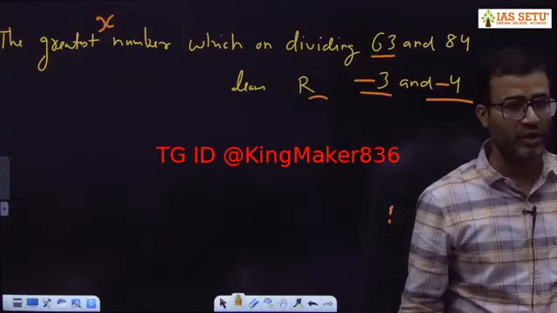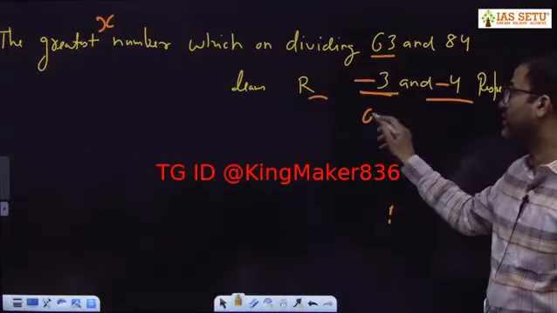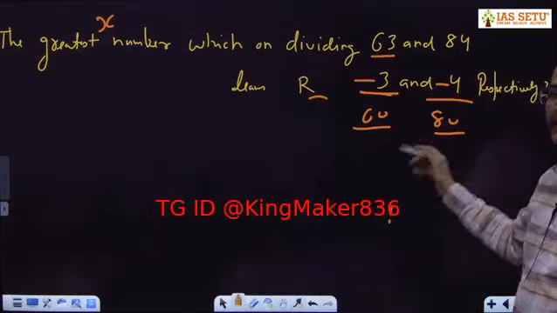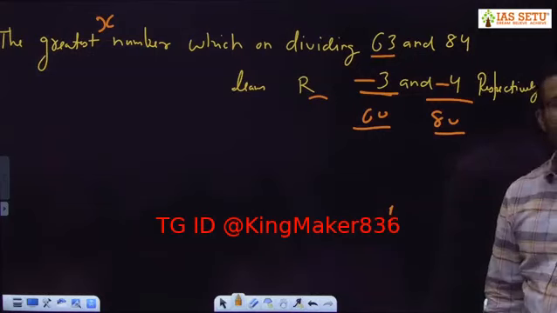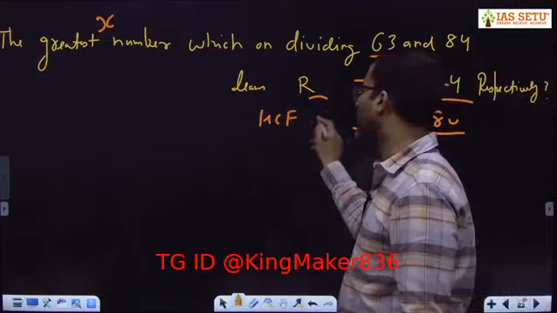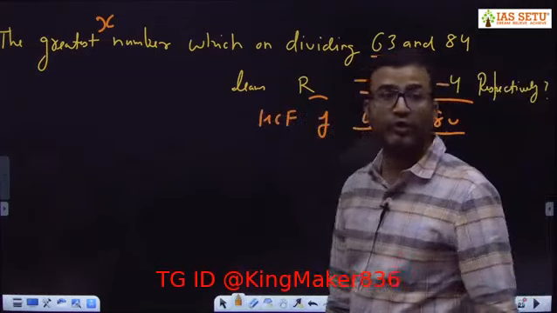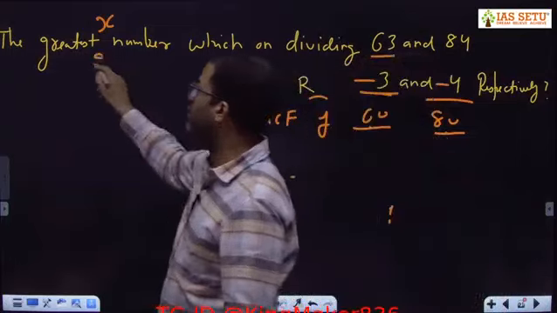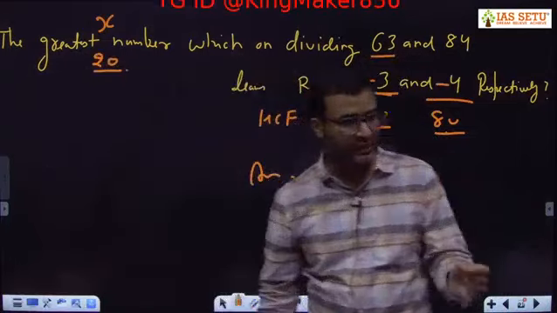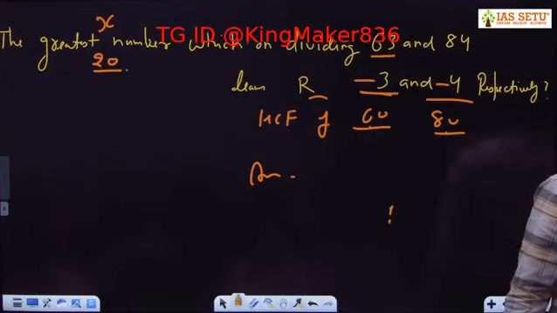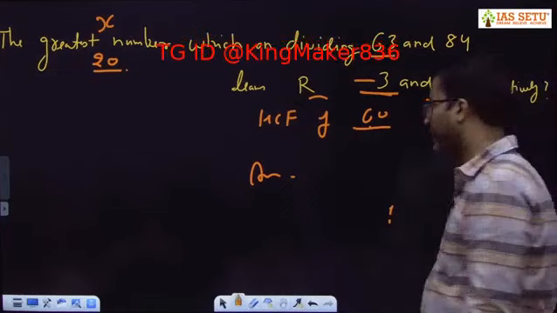Remove that. 63 minus 3 means 60 will be exactly divisible. 84 minus 4 means 80 is exactly divisible. Once you subtract the remainder, step number 2, find HCF. So you find HCF of 60 and 80. So what is HCF of 60 and 80? 20. So it means our greatest number is 20, which on dividing 63 and 84 leaves remainder 3 and 4 respectively. Let me discuss 2 more questions.